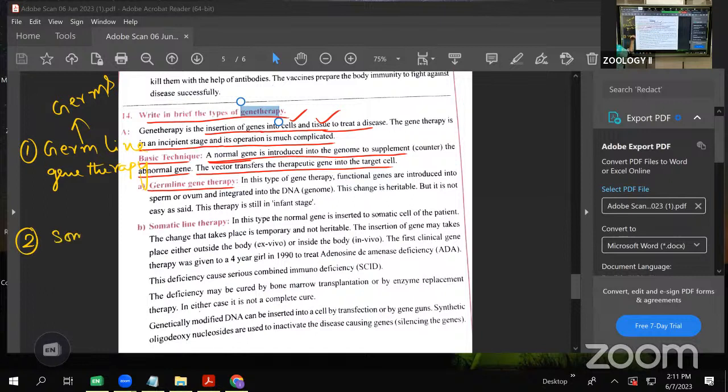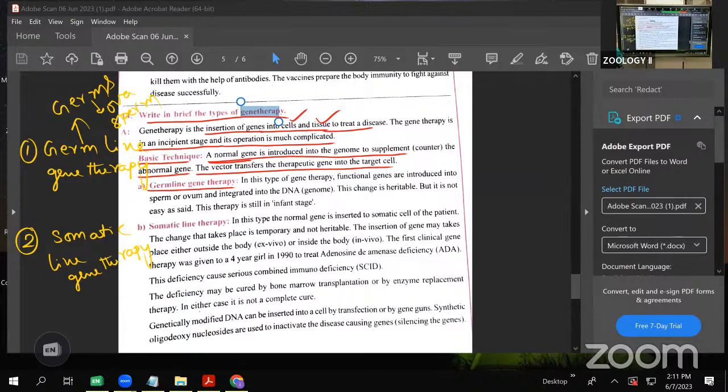Somatic line gene therapy. Here, for example, we insert the gene through the vector into the germ cells, either the ova or the sperm. In the fetal stage only, we can do this.